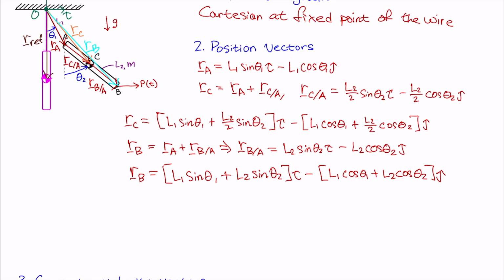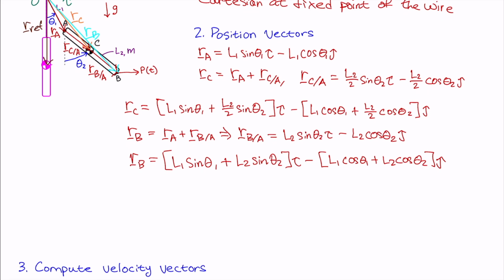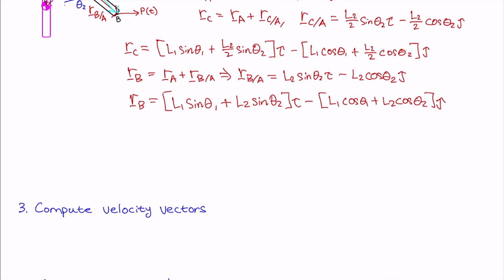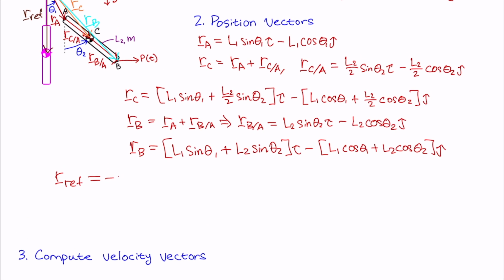For rref, we have two options on how to find this. We can just look at what it is and determine it based on what we see in our reference position. We could also take RC and plug in theta 1 and theta 2 equal to 0. In either case, this reference position vector is going to be 0 in the I direction, but in the J direction we're going to have minus the quantity L1 plus L2 over 2.